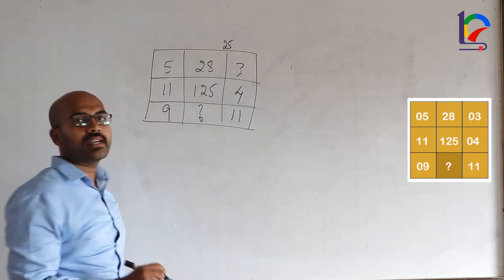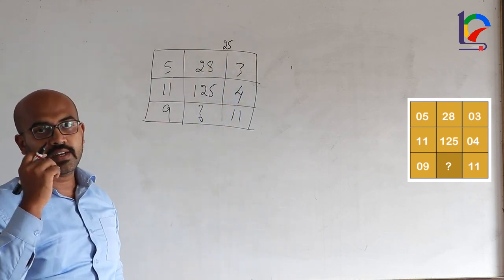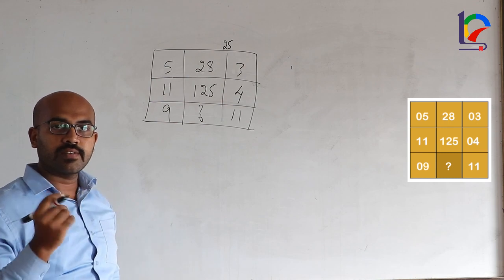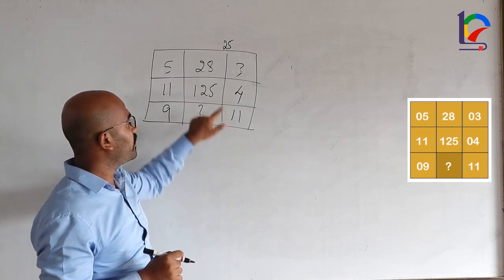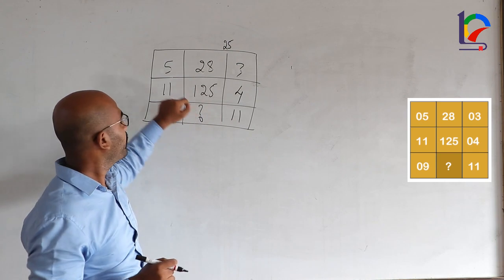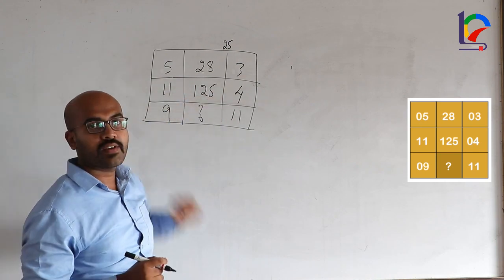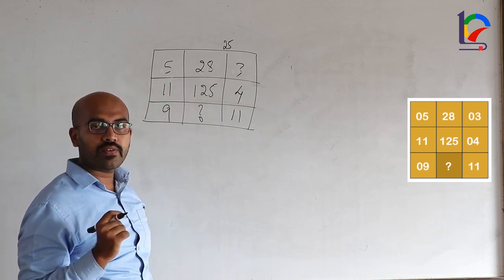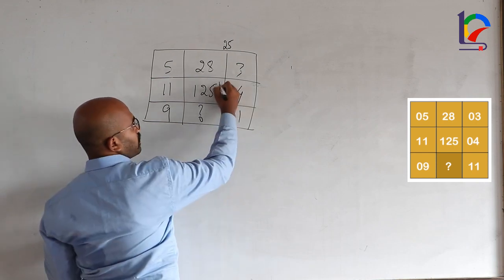Is 25 and 5 related? Yes, as we did in the first problem. So 5 square is 25. So let us see if it is applicable even in the second. So 125 minus 24 is 121.